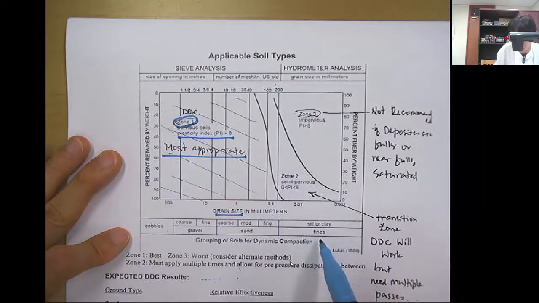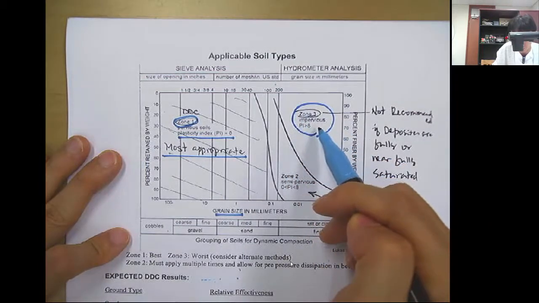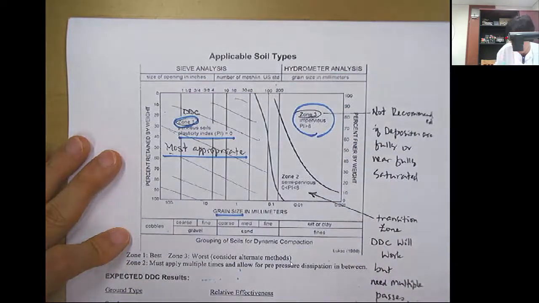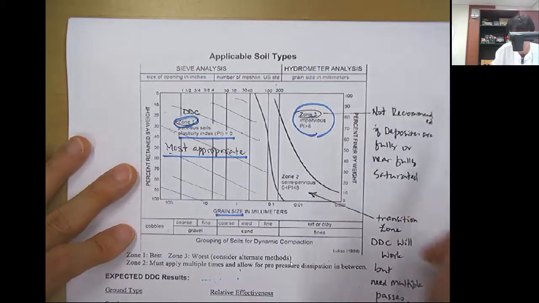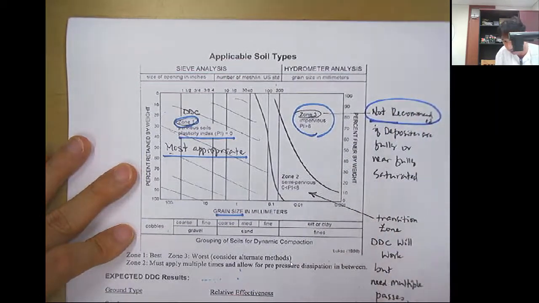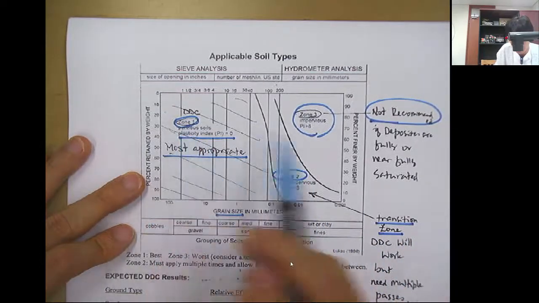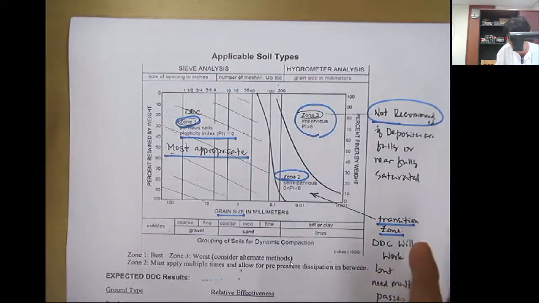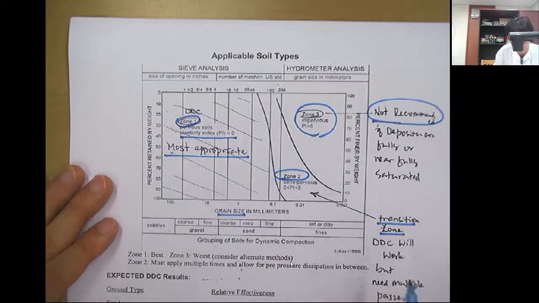But for the clay and the fine-grained soil, if the soil is impervious and the plasticity index is larger than 8, then it's not recommended to apply this DCC. It's not recommended. In zone 2, it's kind of a transition zone in between zone 1 and zone 3. So it can be good, but it's not as effective as in the sandy soil.